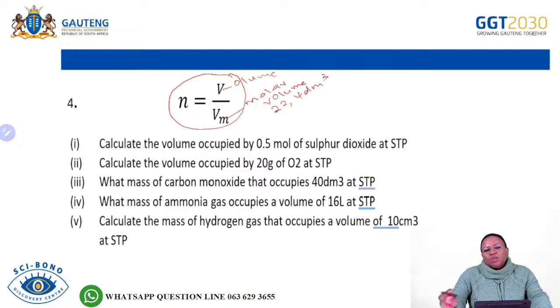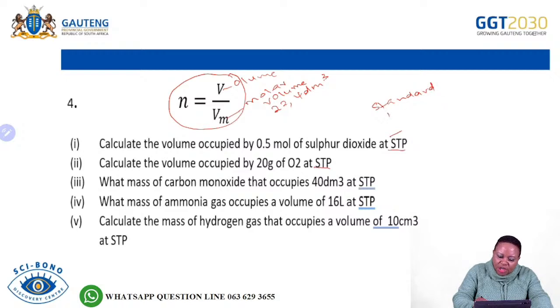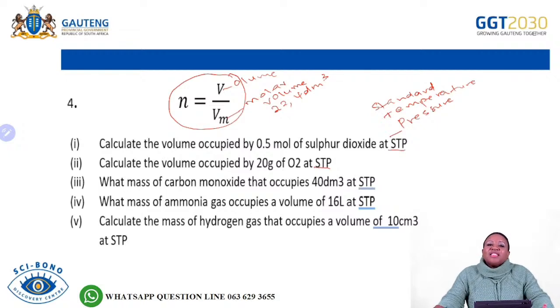Therefore, this molar volume can only be used when you are told that this experiment or this system is at STP. STP represents standard temperature and pressure. It means if the examiner didn't indicate that the system is at STP, we cannot use this formula, because this molar volume is only 22,4 at STP. Therefore, you need to firstly find out whether you are at STP or not for you to use this formula.